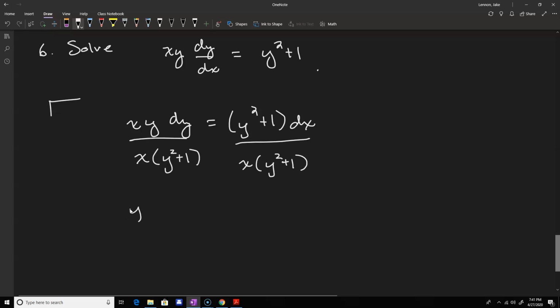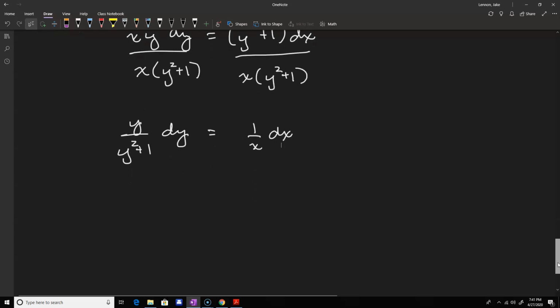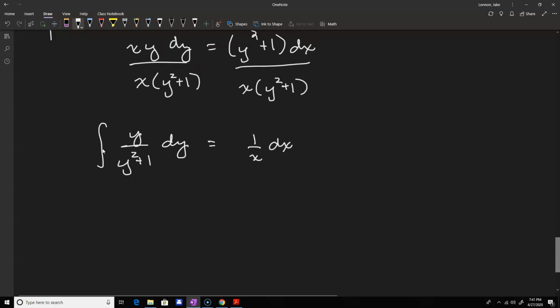So we'll end up with y over y squared plus 1 dy on the left, and just 1 over x dx on the right. So that means that we can integrate, now that we only have y's on the left and x's on the right, we have separated the variables, so to speak. So the right-hand side is just going to be the natural log of the absolute value of x. We can add the constant of integration if we want there. And then the integral of y over y squared plus 1 is a u-substitution.